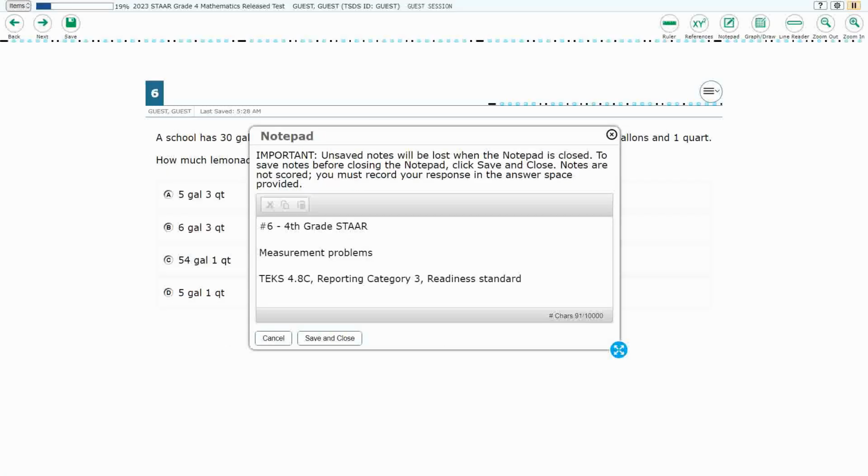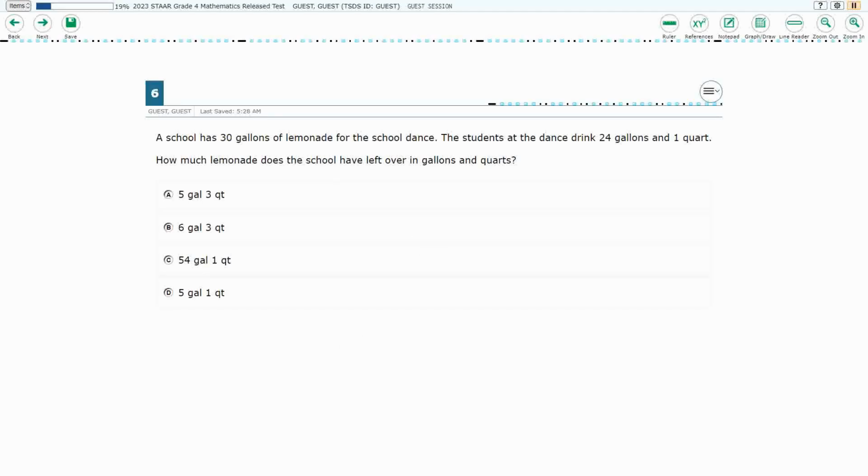For number 6, we are looking at measurement problems. This is TEKS 4.8C, a readiness standard in reporting category 3. So a school had 30 gallons of lemonade, and the students drank at the dance 24 gallons and 1 quart. So how much lemonade does the school have left over in quarts and gallons?